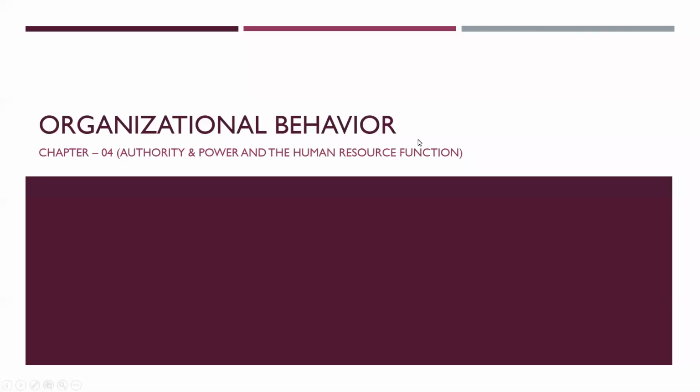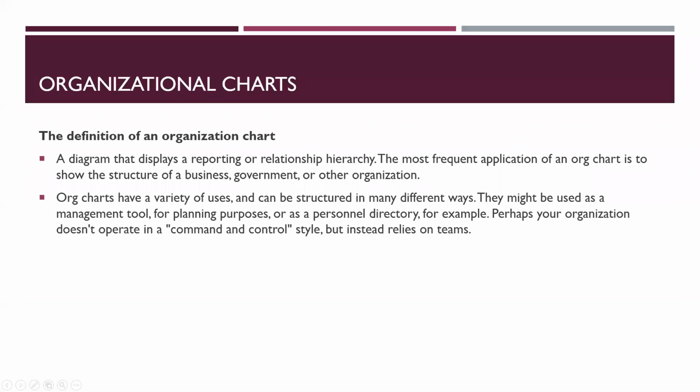So we'll start the class. This is Chapter 4, which we have to complete. It is regarding organizational charts. I will be explaining what an organizational chart is. Chapter 4 talks about the organizational hierarchy and how the operations are taking place.